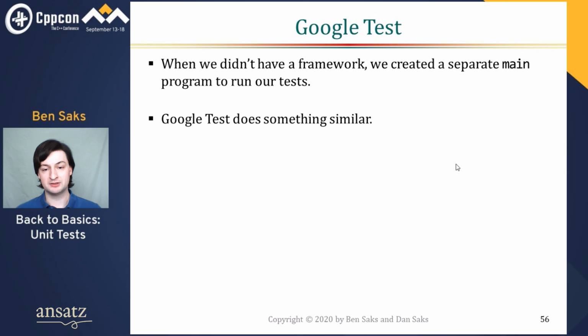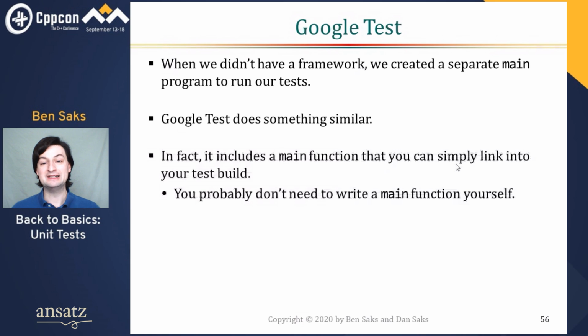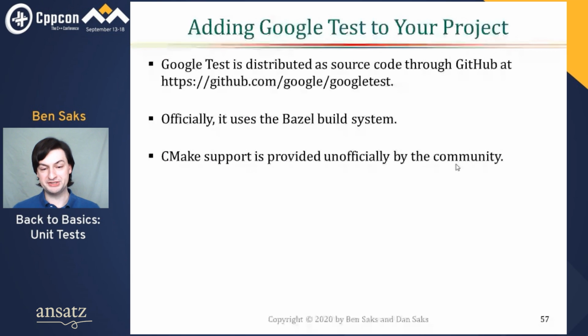So earlier, without using a framework, we created a separate main program to run our tests. And Google Test does something similar. In fact, it actually includes a main function that's pre-written, and you can link it in as a library to build your test code. You probably don't even need to write the main function yourself. So Google Test is distributed through GitHub at this address. Officially, the build system that it uses is Bazel. There's also CMake support provided on a community basis. It's unofficial. They don't promise that they won't break it, but it's generally pretty good.